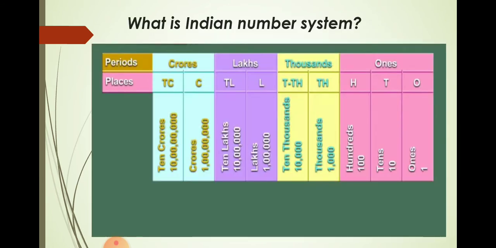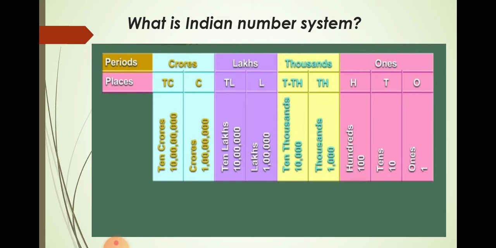In Indian number system, there are 4 periods. The 4 periods are divided into different categories. So, the first period is divided into 3 categories, which is also known as ones period or unit period. The categories are ones, tens, hundred.